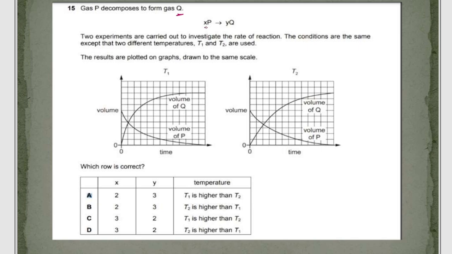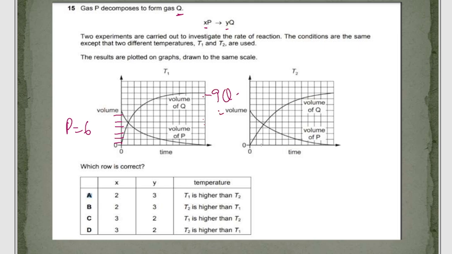We have to calculate the number of moles of X and Y. First check the P and Q. We will count the bars 1, 2, 3, 4, 5 and 6 for the P. P is equal to 6. And for Q it is 1, 2, 3, 4, 5, 6, 7, 8 and 9. 9 boxes are for Q.